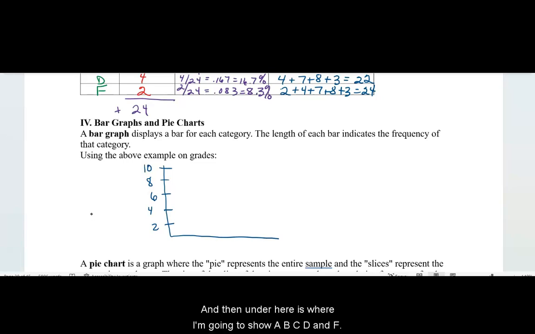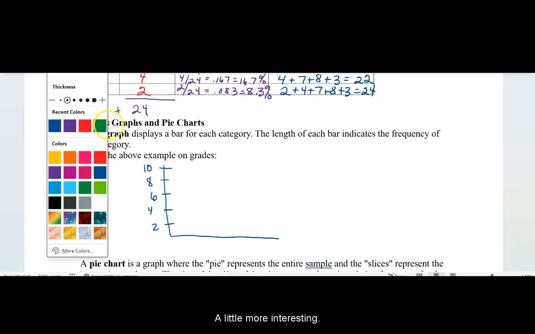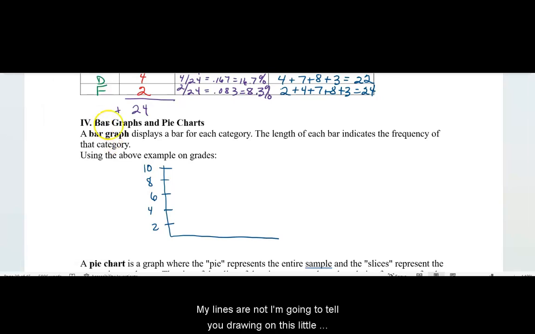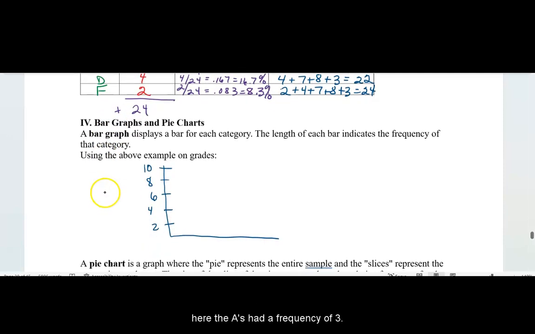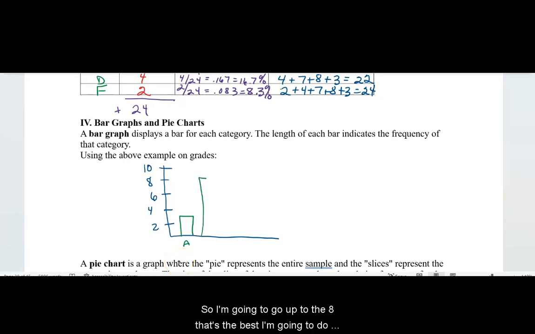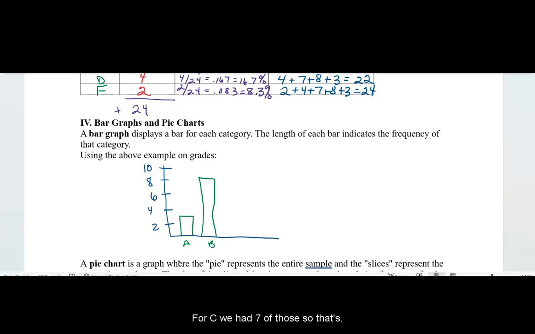Okay. And then under here is where I'm going to show A, B, C, D, and F. I'll switch colors just so I can make this a little more interesting. My lines are not, I'm going to tell you, drawing on this little tablet I have, my lines are not going to be great. But for example, I look back at the A, I'm going to scroll up here. The A's had a frequency of 3. So here I'm going to draw up to approximately 3, and that would be my A. For the B had an 8. So I'm going to go up to the 8. That's the best I'm going to do there, not very straight. And there's my B. For C, we had 7 of those, so that's right about there.